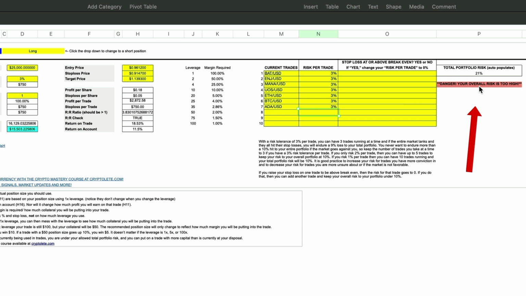So if you actually use this sheet and you put on position sizes that are too big, or you have stop losses that are too wide, and you eventually start having so many trades that it puts your entire portfolio at risk for over 20%, then this will populate. And if this populates, then you need to take a step back and you need to de-risk some of your positions in your trading account. Okay, so that is what this does right here.